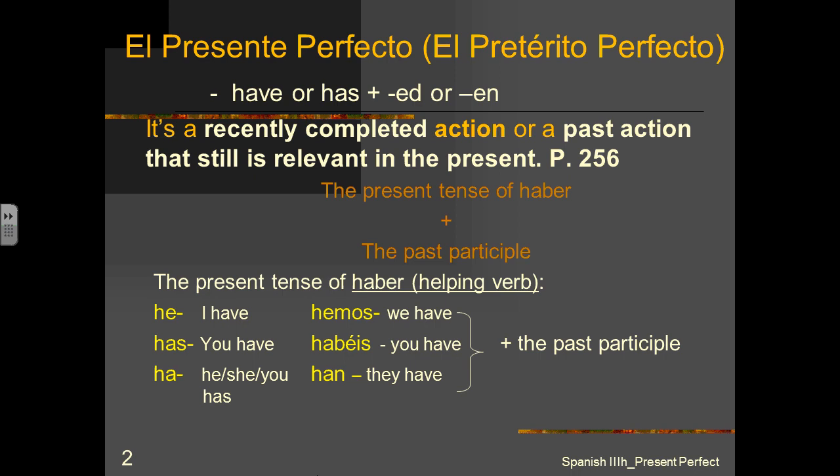Think of the present progressive. It's very similar. The present progressive is estar plus the present participle, which is also the gerund. Estoy comiendo. You need both parts of it for a complete sentence.